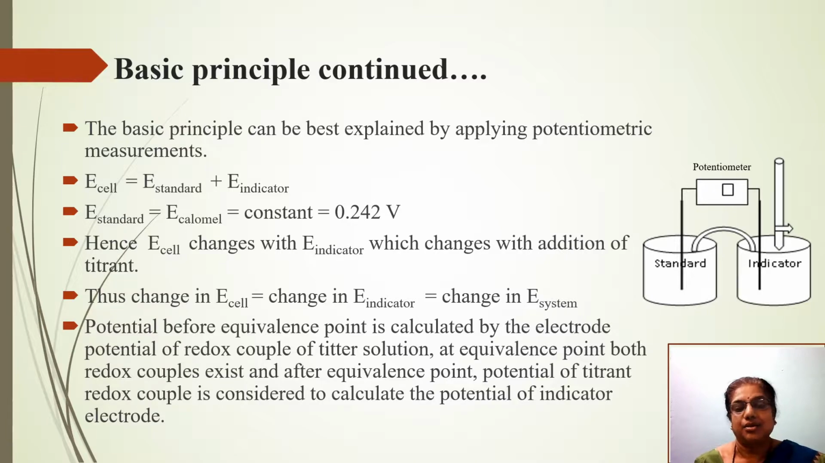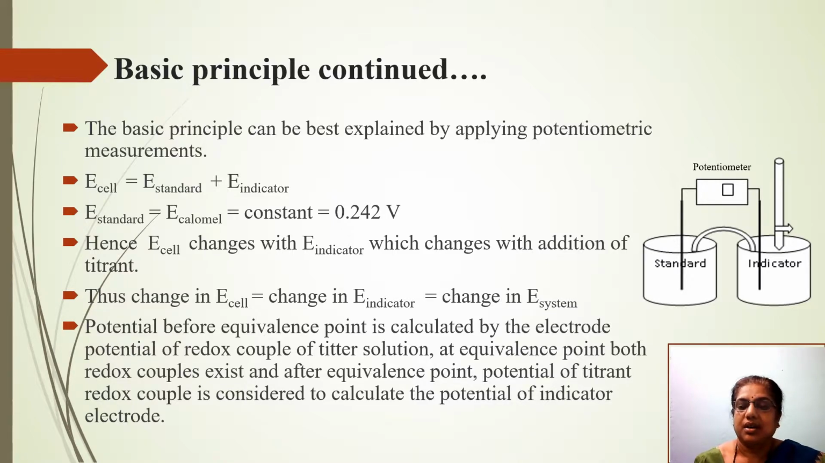So, as titration proceeds, this titer solution gets consumed. Here, the concentration of the solution changes. This reflects in its electrode potential. So, the change in EMF of the cell is due to the change in electrode potential of the indicator electrode only. The total reaction's EMF is titled as E system. So in all we can say that the change in E cell corresponds to the change in E indicator, which corresponds to the change in the electrode potential of the system.